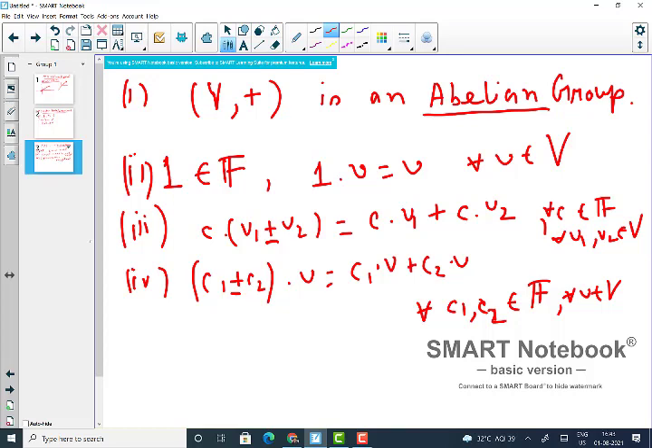Now if you multiply two elements c1 and c2, and then you do the scalar multiplication.